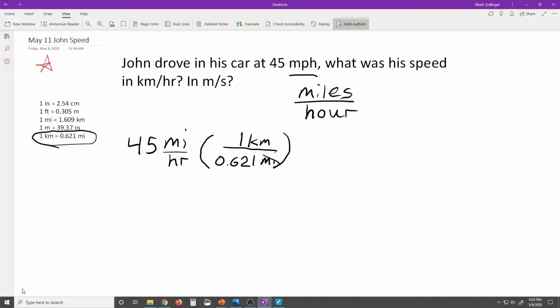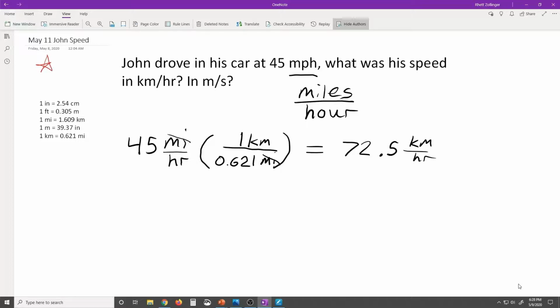That way the miles cancel out, and then I'm left with 45 divided by 0.621 is 72.5. I'll go ahead and leave it, round it to 5, and I'm left with kilometers per hour. The problem also wants to know the answer in meters per second. So let's tackle that one.